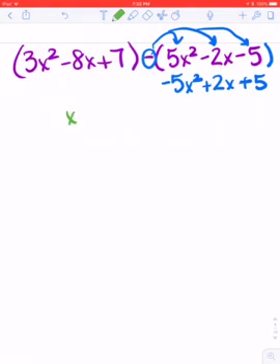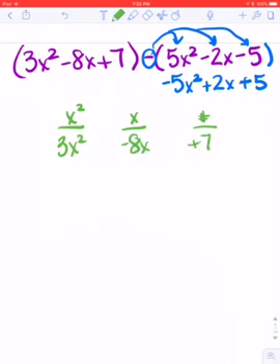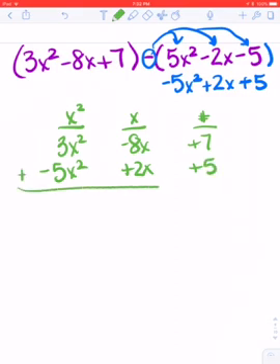Then I'm going to go through and set up my columns. So this will be my first row here. So 3x squared minus 8x plus 7. Then remember when I go to do this next row, I actually have to use the ones that I distributed the negative through. So negative 5x squared plus 2x plus 5. And now that that negative is distributed, this is going to be a plus sign out here.